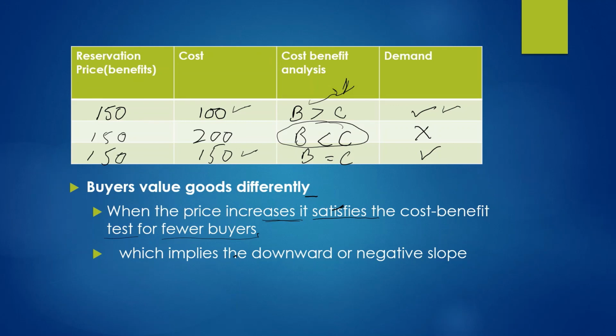So that's all for this concept of the connection of reservation price and cost, with the application of cost benefit analysis, how this analysis uses the reservation price to measure benefits, and then how we can explain the decrease in demand by using the concept of the reservation price. I hope that you have understood this concept.